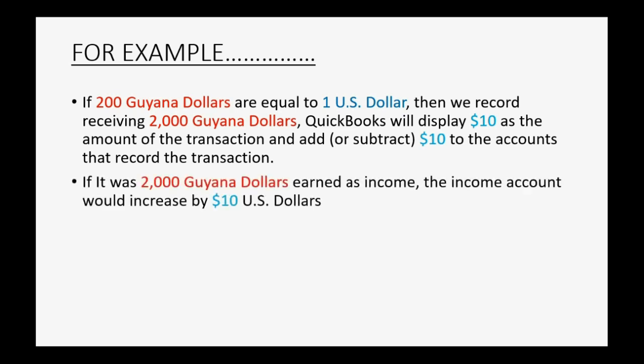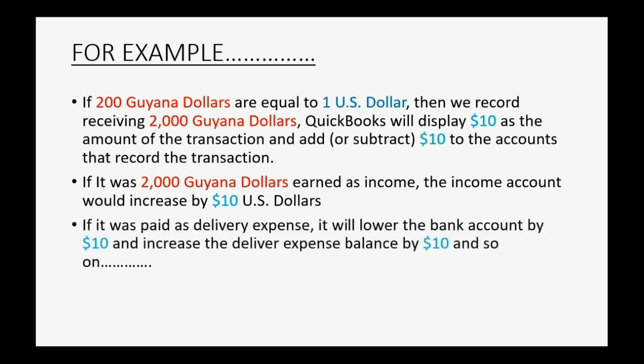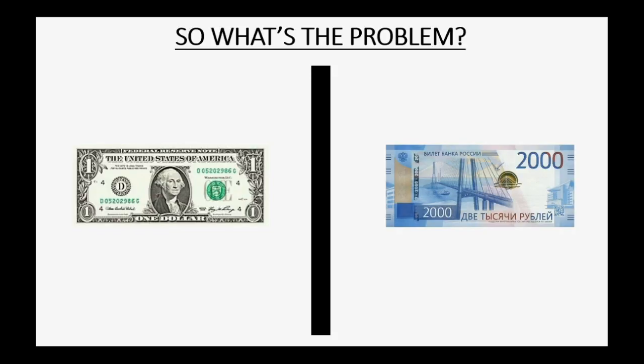If it was 2,000 Guyana dollars earned as income, then the income account would increase by 10 US dollars. If it was paid as a delivery expense, for example, it would lower the bank account by $10 and increase the delivery expense balance by $10, and so on.